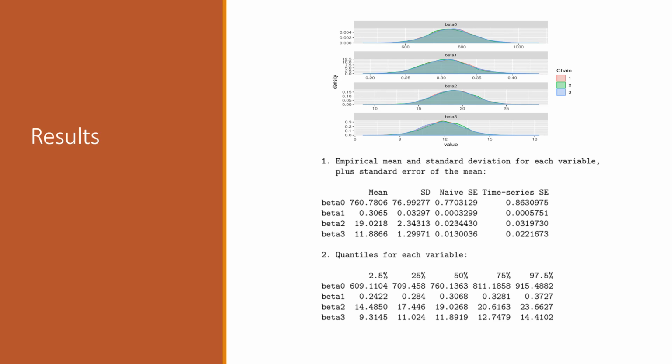And here we have the result after the Markov chain Monte Carlo method has been run for 3 chains, 10,000 iterations. And we can see the density distribution for all 4 parameters, and down there are the quantiles for each variable. For beta 0, which is the intercept, the 95% credible interval is from 609 to 915, and the parameter value for Amazon stock is from 0.24 to 0.37, and the point estimates for the other 2 stocks are 19 and 11.89.